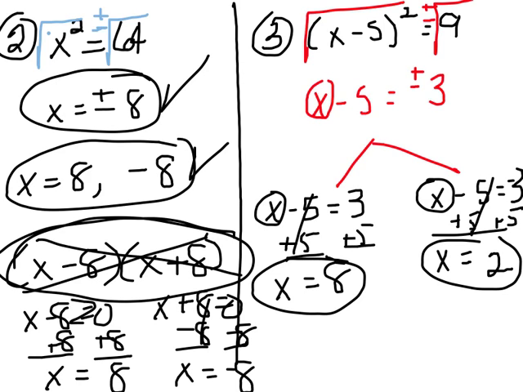So you square root, right? That's the big idea. We square root, and then we put a plus or minus on that number because 3 times 3 is 9, but also negative 3 times negative 3 is 9. So there's two different numbers that work there. And then we split it up into two equations. Here's the first one. Here's the second one.